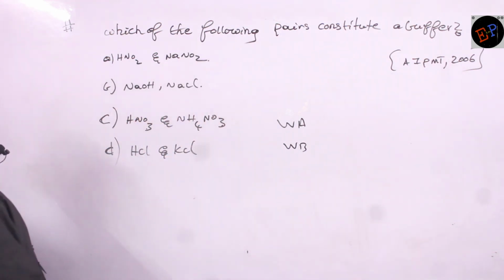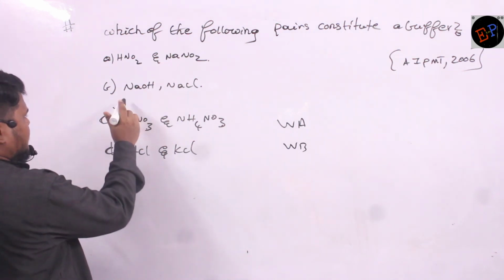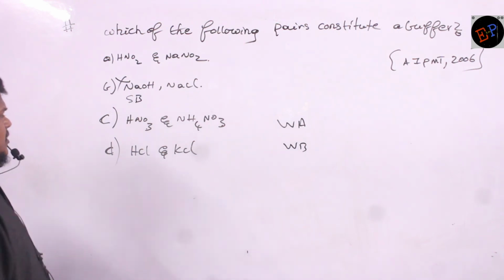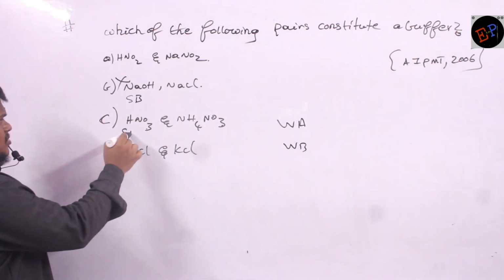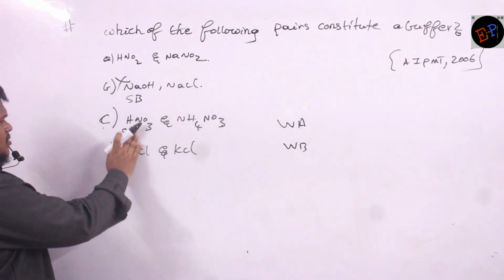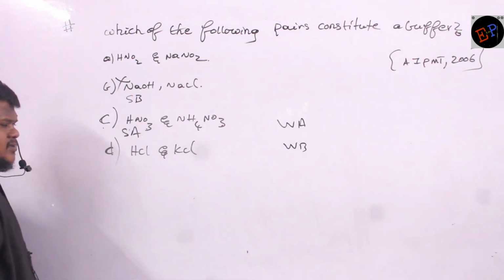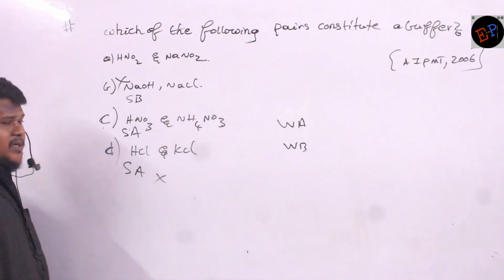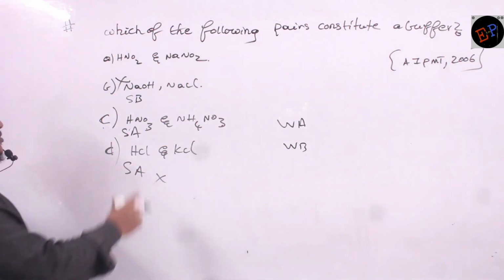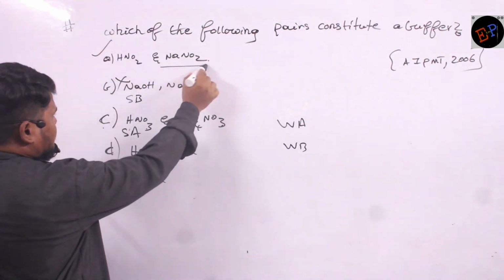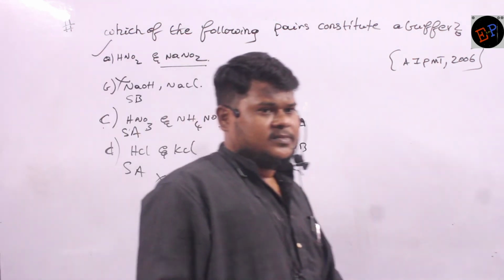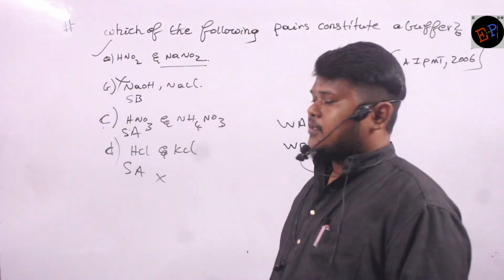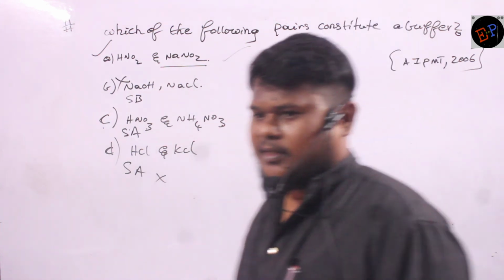Clear? So if you see NaOH, it is a strong base. So this cannot be my answer. HNO3, nitric acid, is also a strong acid. So this also cannot be my answer. HCl is a strong acid. So this also cannot be my answer. So a buffer solution should be made up of a weak acid and its conjugate salt. Understood? HNO2 is a weak acid and its conjugate salt is NaNO2. So this is my answer. Clear? That's it.